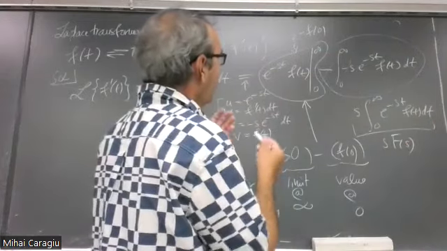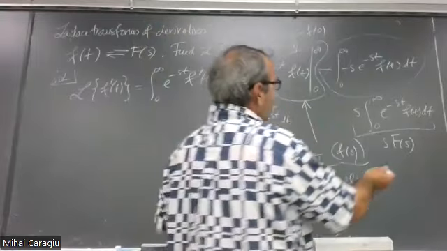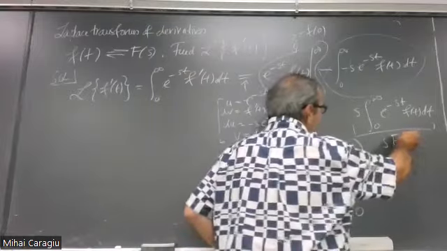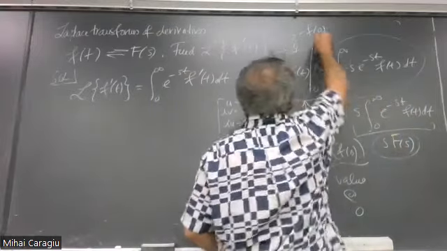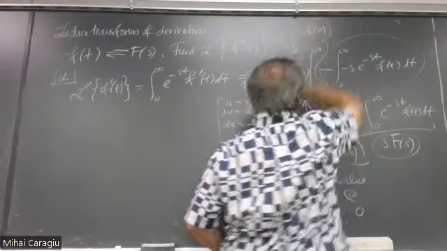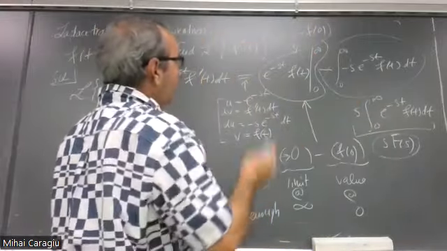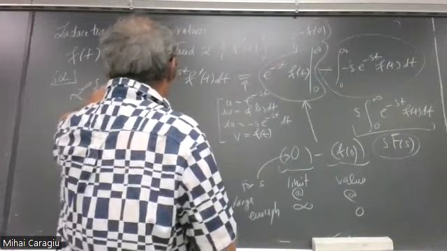So what is the outcome? What's still standing? We got s big F of s, and this one still stands. So what's left on the board? S big F of s minus small f of 0. So that's the formula for the Laplace transform of a derivative.